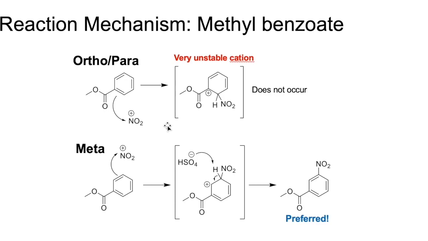If the incoming electrophile were to be directed to the ortho or para position, you'll see that it will create this intermediate. As you can see, this positive charge is right next to a partially positive carbon of a carbonyl group. That means two positive charges right next to each other, so that's a very unstable cation. When the electrophile is attached in the meta position, you'll see that the positive charge is generated one carbon away from the partially positive carbonyl group, so there's no more positive repulsion going on there.